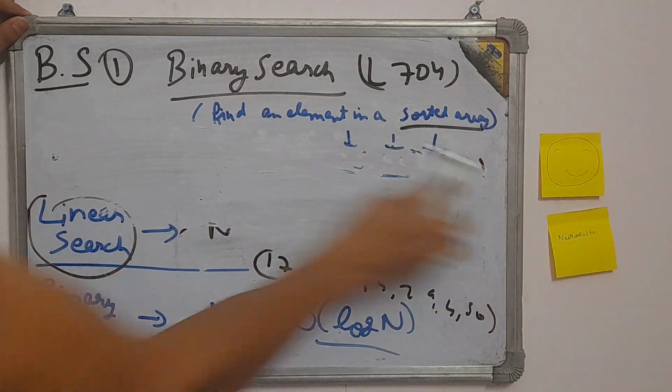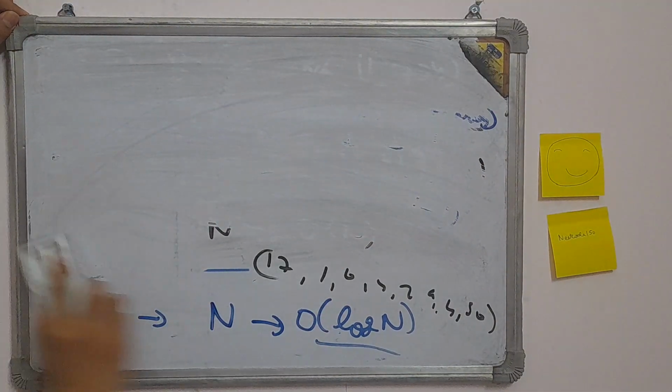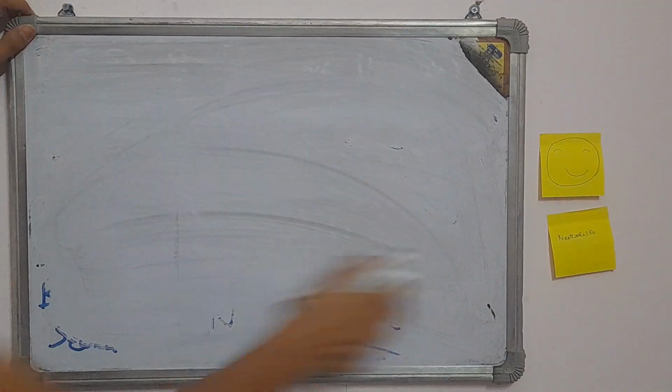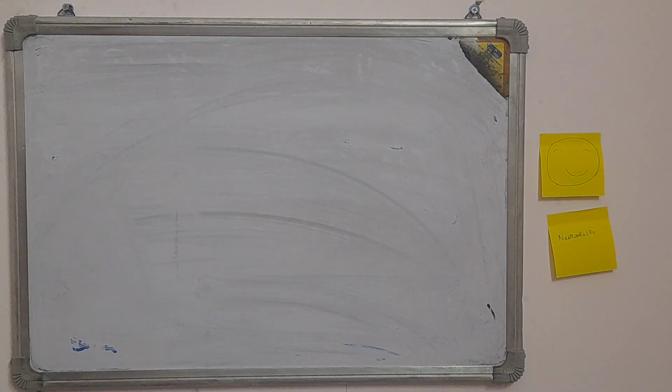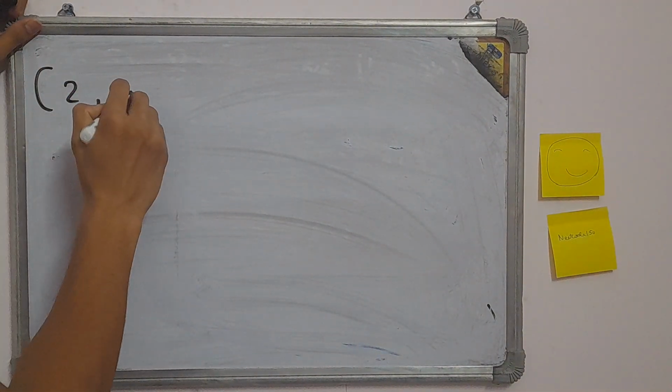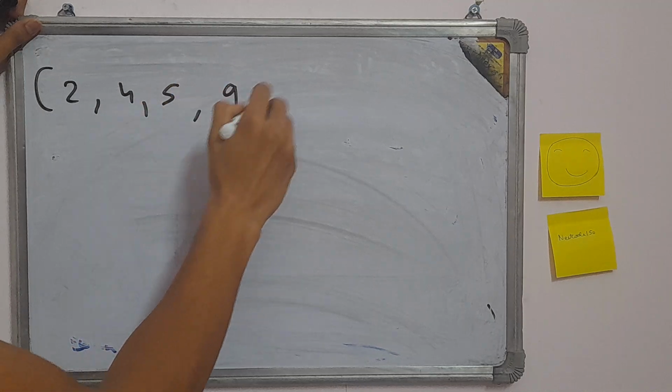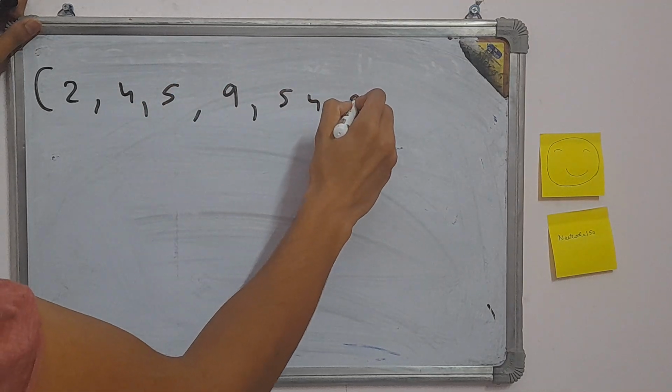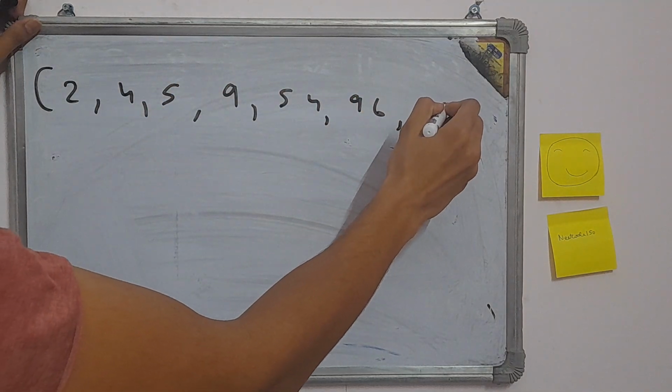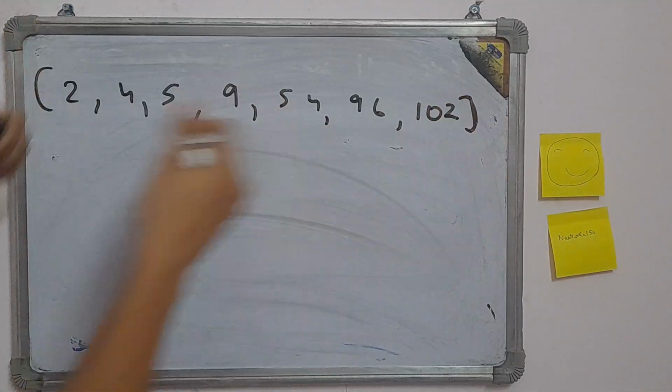Let me explain you in detail. Let's erase all this and start fresh. Okay, so let's say we have an array. It is 2, 4, 5, 9, 54, 96, 102. Okay, this is an array.